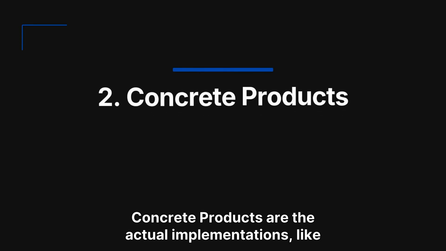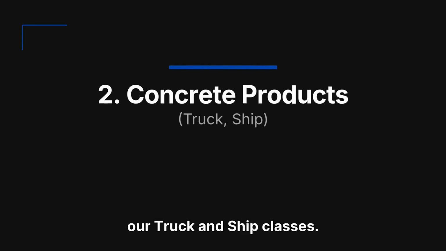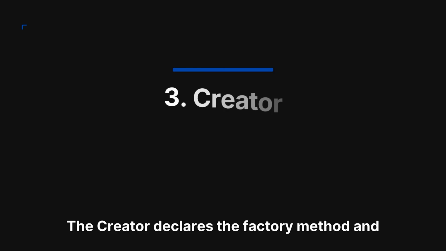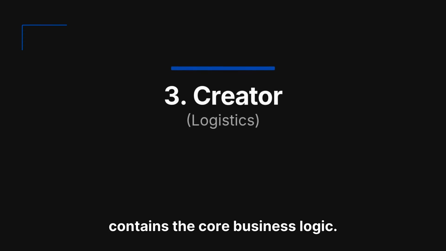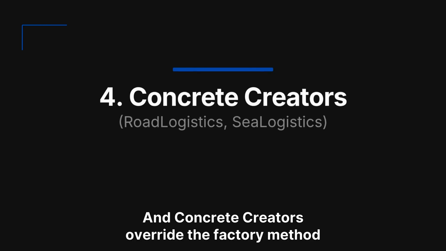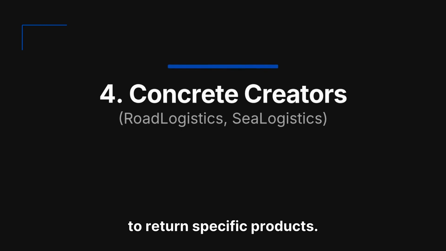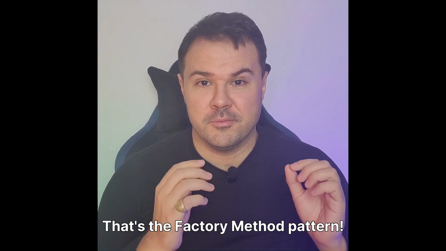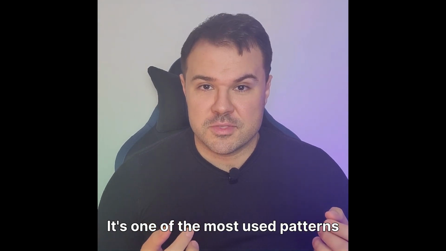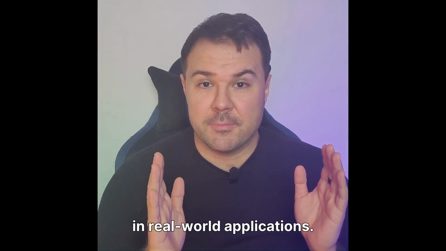Let's recap. The product interface defines what all products can do, like our transport. Concrete products are the actual implementations, like our Truck and Ship classes. The creator declares the factory method and contains the core business logic. And concrete creators override the factory method to return specific products. That's the factory method pattern. It's one of the most used patterns in real-world applications.